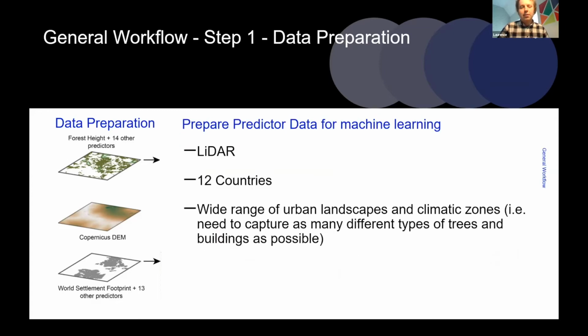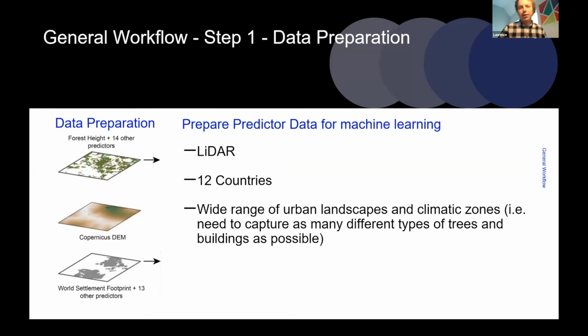Next, we need to get some reference elevation data. So we take this from high quality LiDAR, and we've done this for 12 different countries. And why we chose so many countries was a simple reason that we need to capture as many urban landscapes and climatic zones as possible.